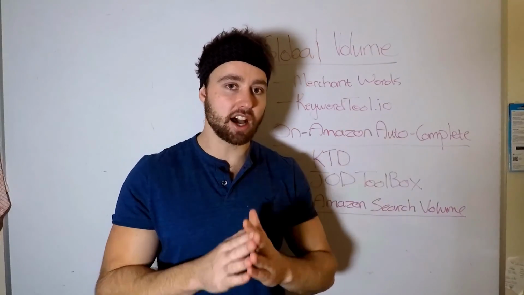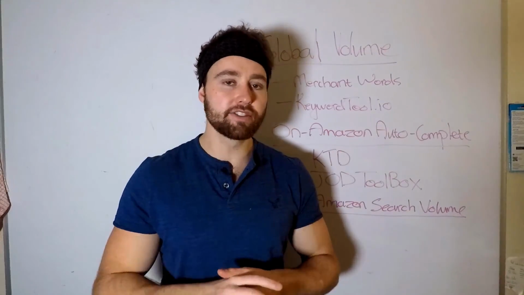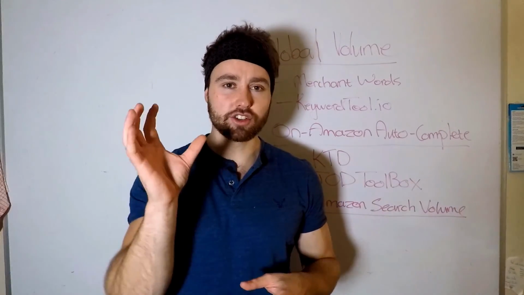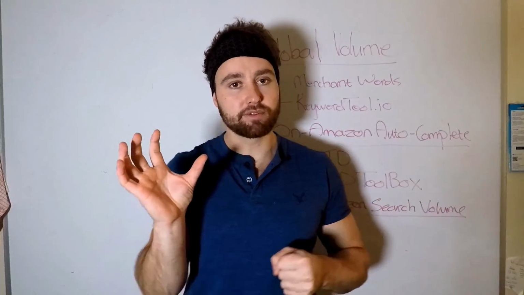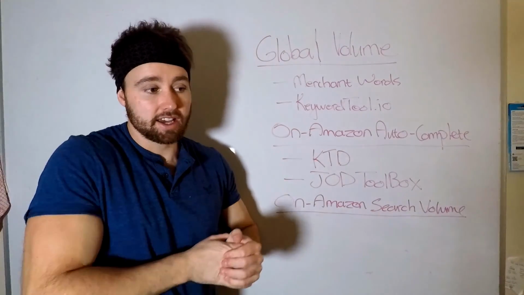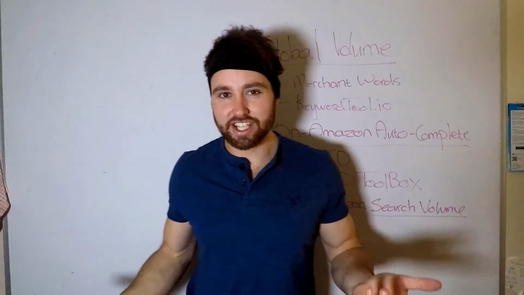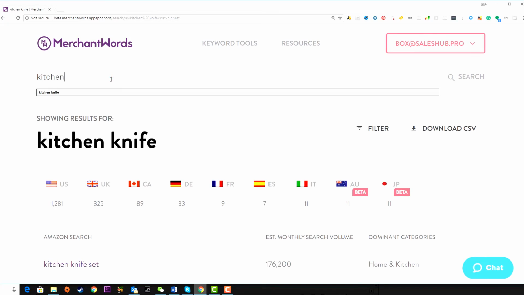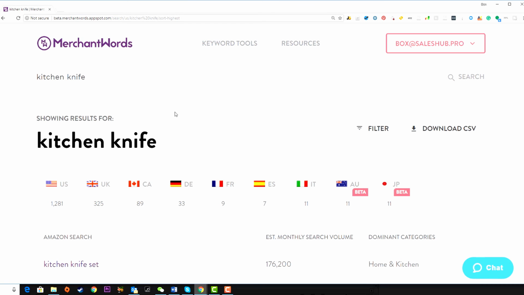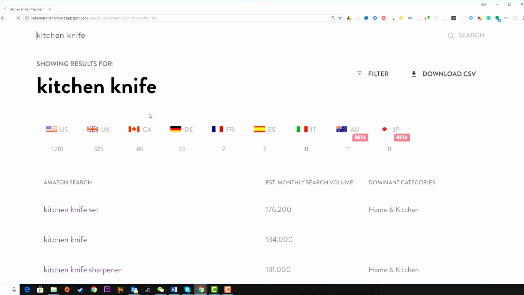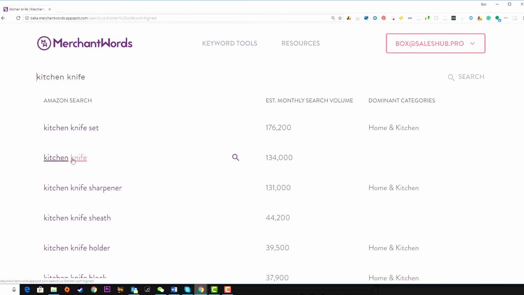But at kitchen knife, if we remove kitchen or knife, that makes no more sense, because if we remove kitchen, it could be any type of knife. If we remove knife, well, then it's just kitchen. So that is your shortest possible keyword. For example, kitchen knife. We put that into Merchant Words, and then we see the resultant search volume. So we'll get that for kitchen knife. We might get it for stainless steel kitchen knife. We'll get the search volume for a whole string of different keywords related to kitchen knife.